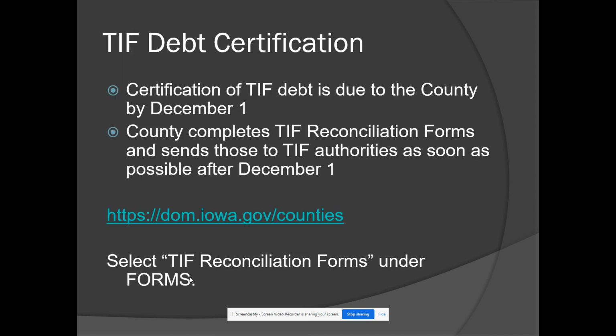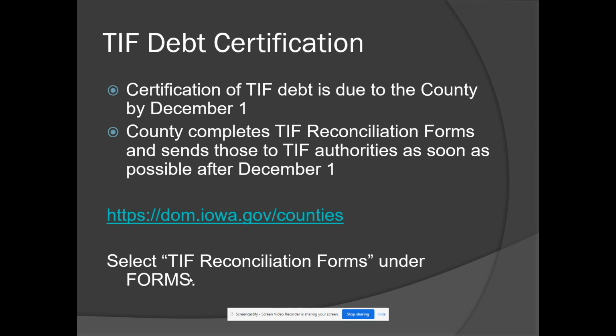So we talked about levy authority changes. Another thing that needs to be wrapped up before you submit your values is TIF debt certification. The certification of TIF debt is due to the county auditor by December 1. So the TIF authorities in your county are going to need to complete those TIF debt certifications and submit them to the county. The county then would complete a TIF reconciliation form and send it back to the TIF authorities as soon as possible after December 1.